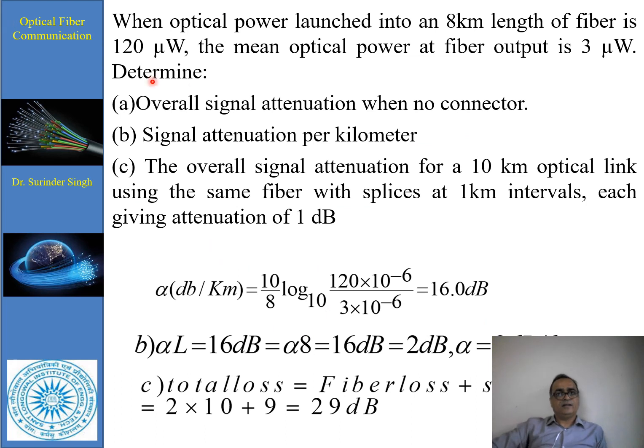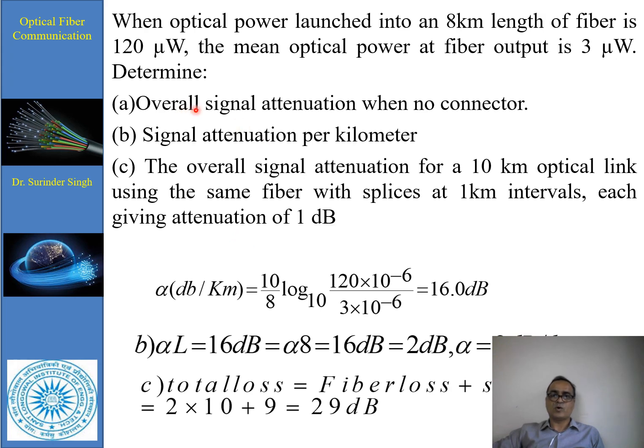And here I am also giving one numerical problem. When optical power of 120 microwatt is launched into an 8 kilometer length of optical fiber, the mean optical power at the fiber output end is equal to 3 microwatt. We have to determine the overall signal attenuation when there is no connector, and the signal attenuation per kilometer. Also the overall signal attenuation for a 10 kilometer optical link using the same fiber with splices at 1 kilometer intervals, each giving an attenuation of 1 dB.